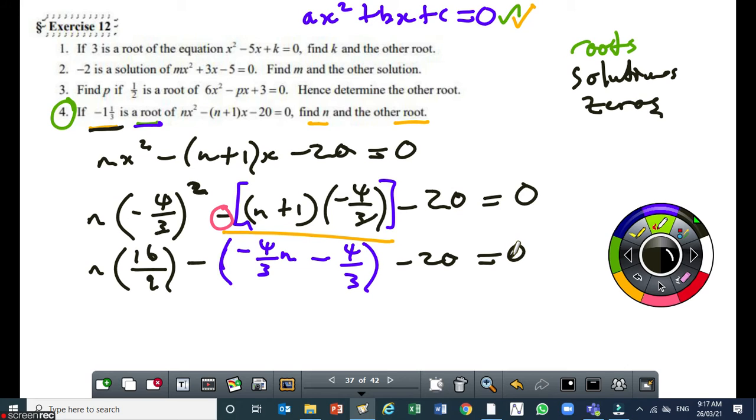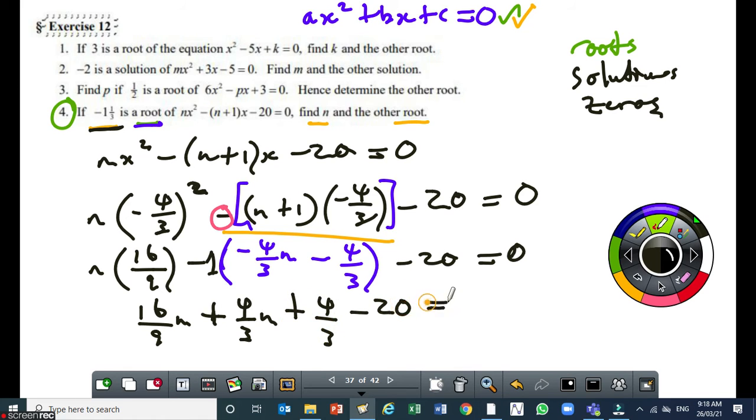I multiply, remember this is a binomial, it's n plus 1. It's a binomial. So each term of this binomial multiplies the minus 4. Okay? Then here we get 16 over 9n. Now I'm going to remove the bracket. If I remove the bracket, remember this is like the minus 1. So this minus 1 times minus 4 by n will give me a positive 4 over 3n. This minus and that minus give me a positive 4 over 3 minus 20 equal to 0.